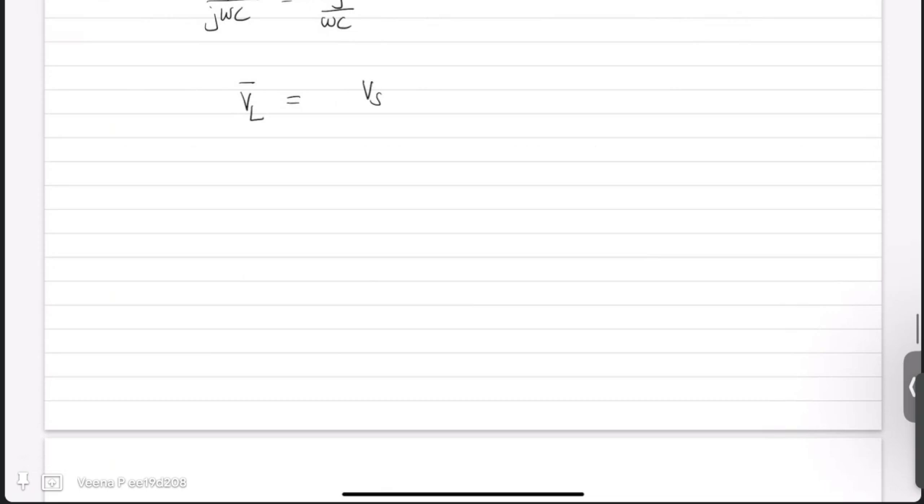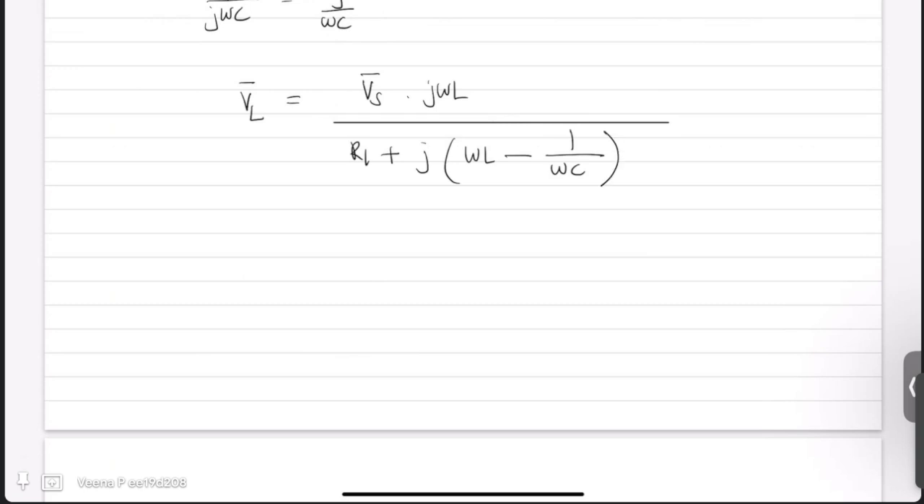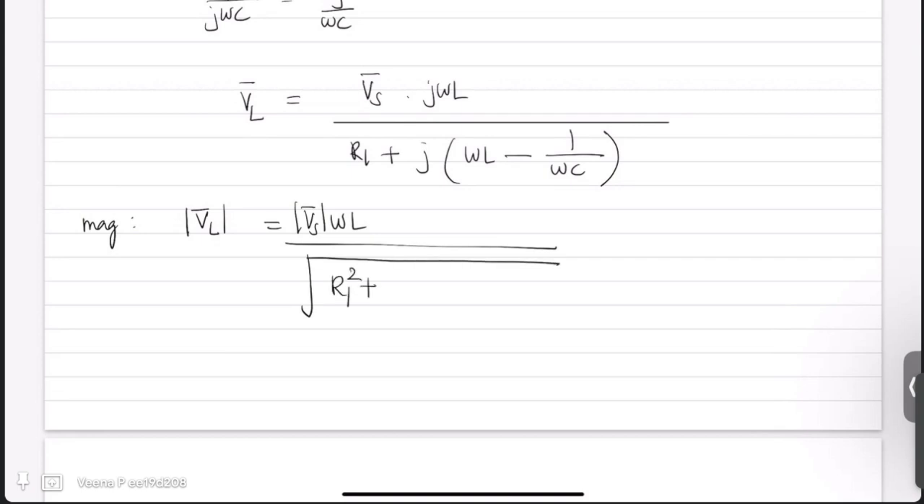So you have a phasor VL, which is Vs phasor times j omega L divided by R1 plus j times omega L minus 1 by omega C. Now this has both magnitude and phase. The magnitude of VL is given by, the numerator magnitude is magnitude of Vs times omega L, and the denominator magnitude is under root R1 square plus omega L minus 1 by omega C the whole square.